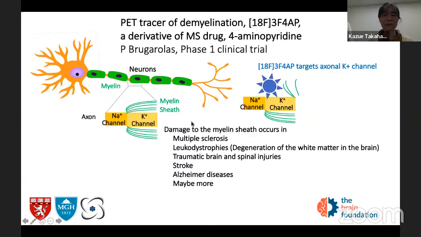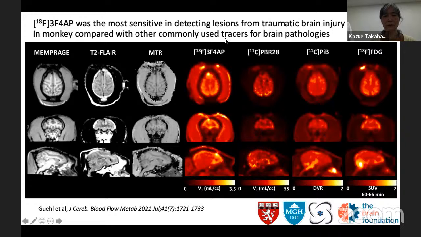So this is a cartoon of a neuron. The neuron is covered or protected by the myelin sheath. But if there is any damage, including MS, stroke, or even Alzheimer's, this myelin sheath is damaged and the voltage-gated potassium channel becomes exposed, and this tracer can bind. And this has been published.